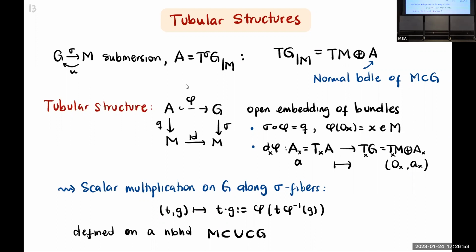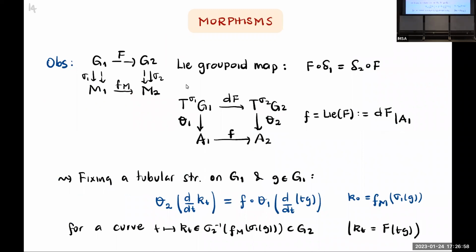Okay. So about morphisms. What happened with morphisms? Let's say that you have two local groupoids and you have a germ of a Lie groupoid morphism. Because it's a Lie groupoid morphism, it respects the multiplication. So this implies that F will commute with the division map, the division map of G1 and the division map of G2.